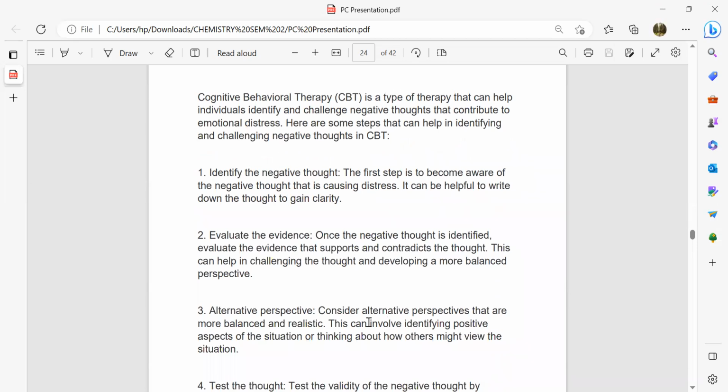Alternative perspective. Consider alternative perspectives that are more balanced and realistic. That can involve identifying positive aspects of the situation or thinking about how others might view the situation.